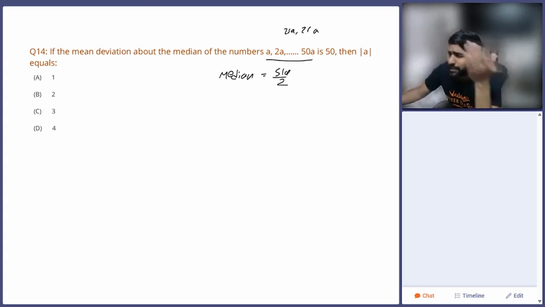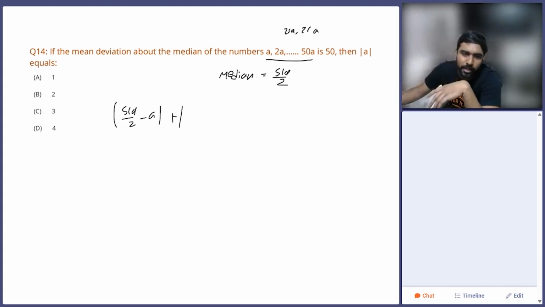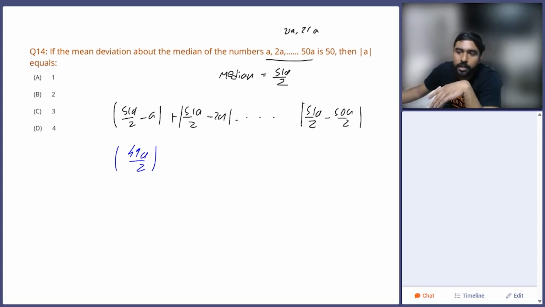And what is the mean deviation? I need to keep on subtracting all of the terms, right? So first of all, I have |51A/2 - A|. Then I'll have |51A/2 - 2A|. It keeps going up until |51A/2 - 50A|. So what do we have over here? This is equal to |49A/2|. And in the last part, what do I have over here?